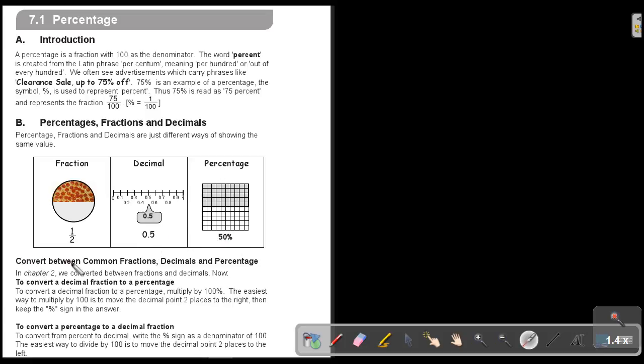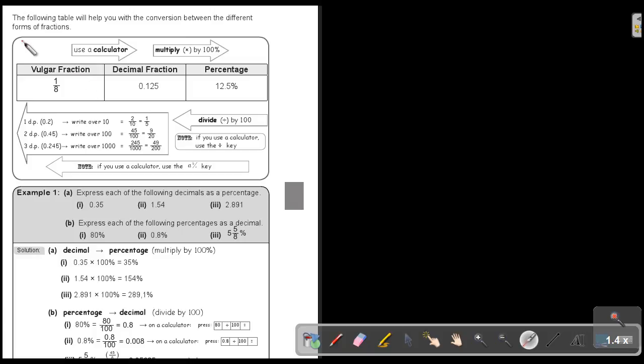Now, let's convert between common fractions, decimals, and percentages. In part 1, I'm going to explain to you this table. If I want to take a vulgar fraction to a decimal fraction, I can just press 1 divide 8 on my calculator, and that will give me 0.125. If I want to make this decimal fraction a percentage, I can just multiply by 100%, and that will give me 12.5%.